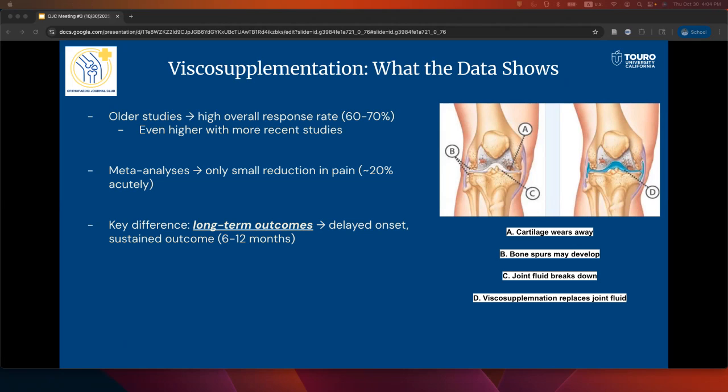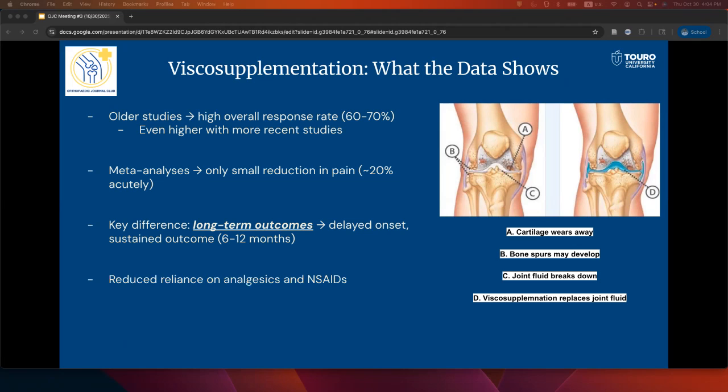The efficacy period from the data shows that significant pain reduction typically begins at 4 weeks, peaks around 8 weeks, and can persist for up to 6 to 12 months. So that's the key difference here. Visco is focusing on long-term outcomes, whereas corticosteroid is focusing on short-term pain reduction in order for a patient to be able to complete physical therapy.